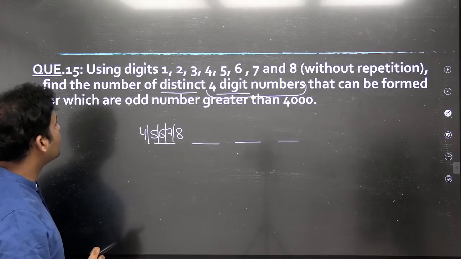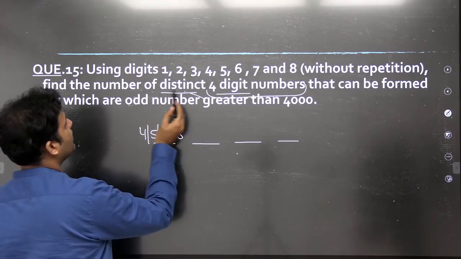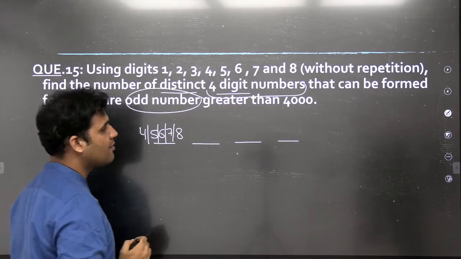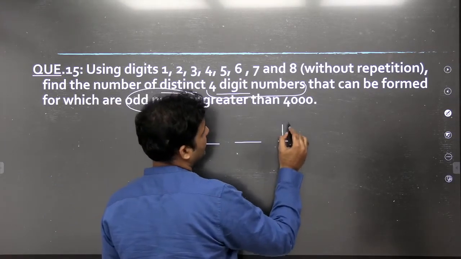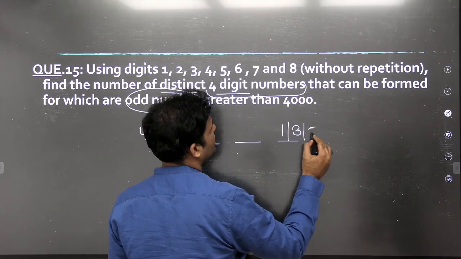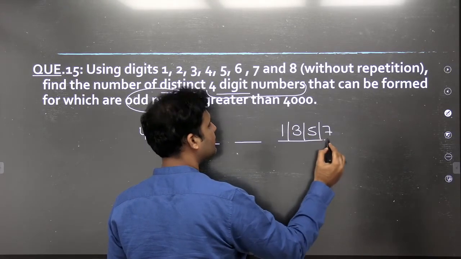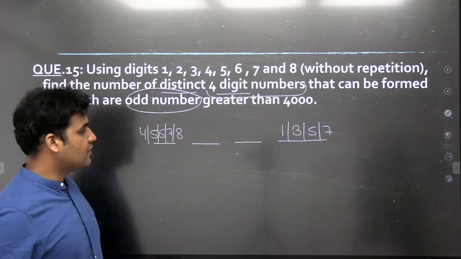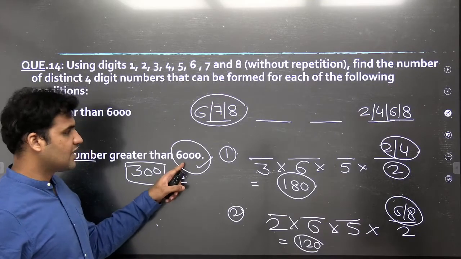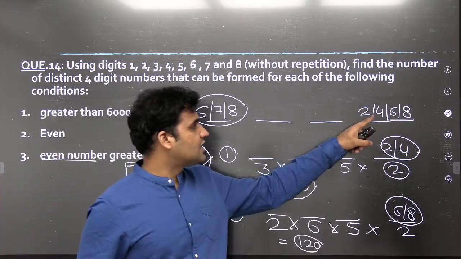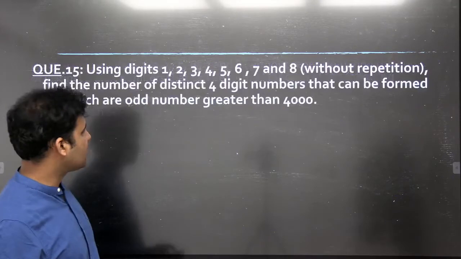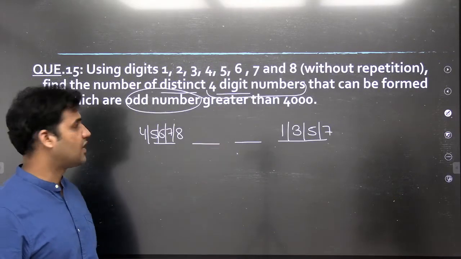But I also need to make sure the number is an odd number. Now the number is odd. Here you have 1, 3, 5 or 7. Now what is the difference in this question from the previous question is, in the previous case, when we were satisfying this condition, there were digits which were common here. Do we have digits which are common over here? Yes, we have the digits.